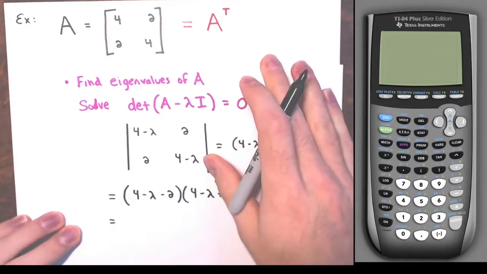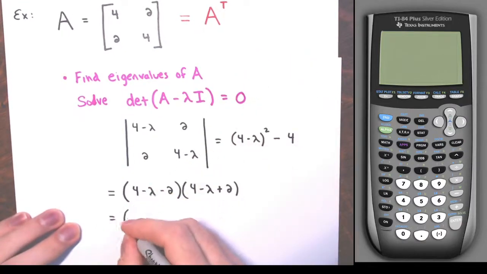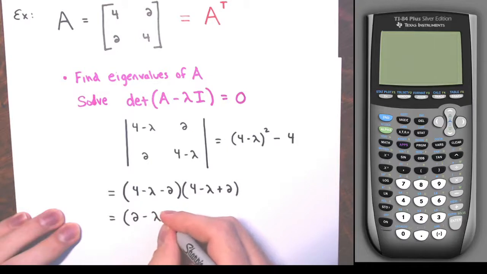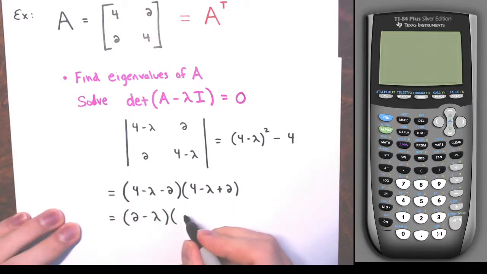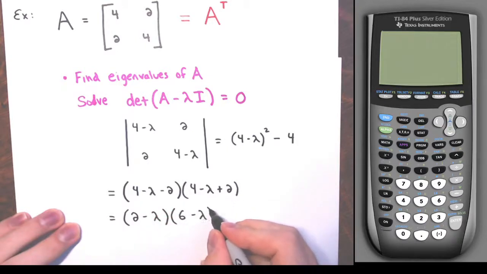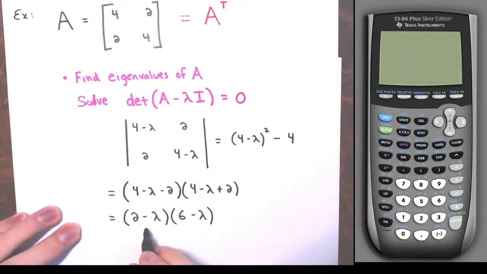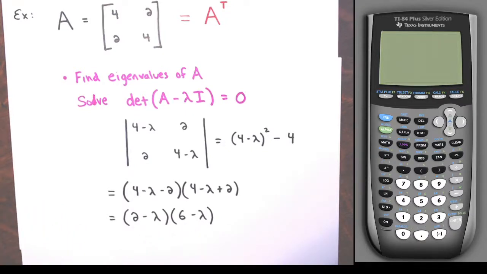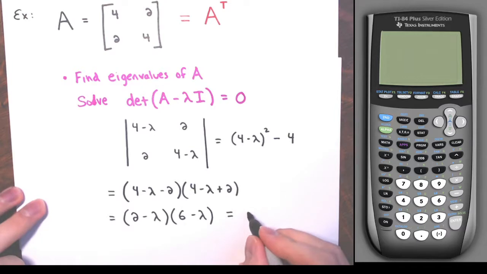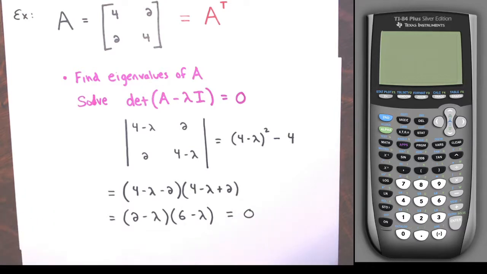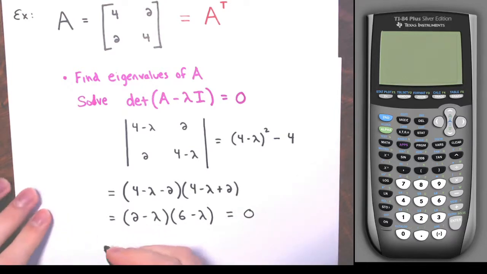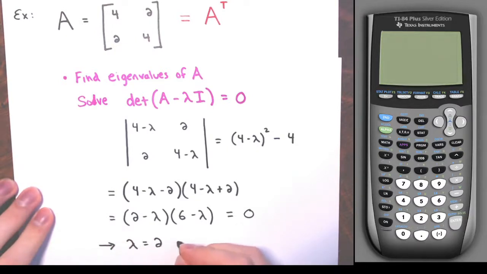And if I simplify these, this would be 2 minus lambda multiplied by 6 minus lambda. And the question is, now I have a fully nice, completely factored polynomial here. This is the characteristic polynomial, completely factored. And the question is, when is this equal to 0? Right? And this equals 0 when lambda is 2, or when lambda equals 6.